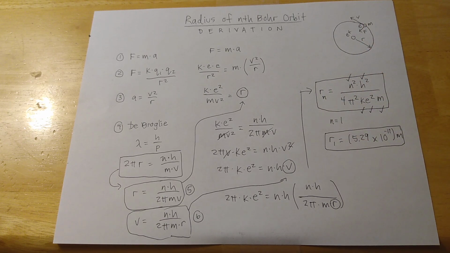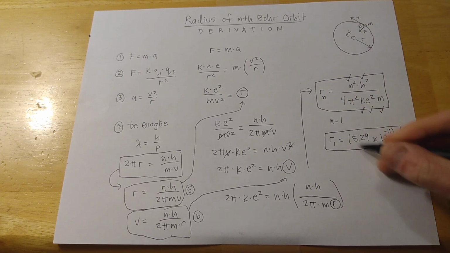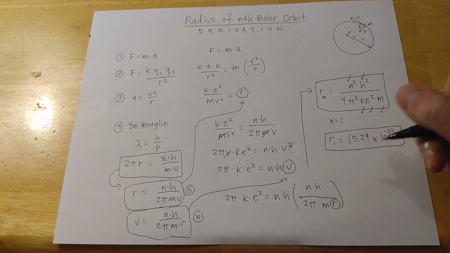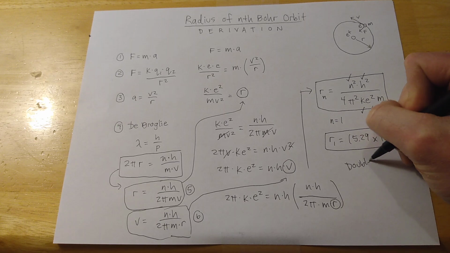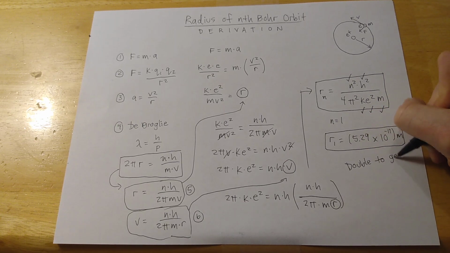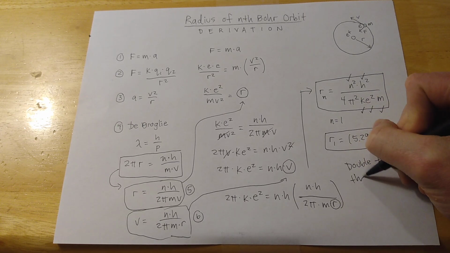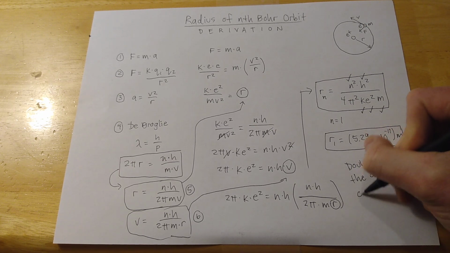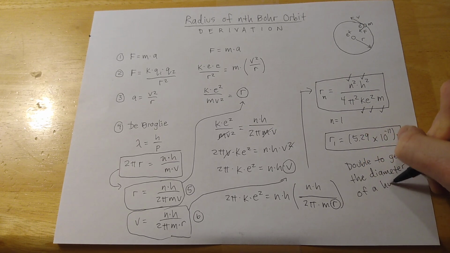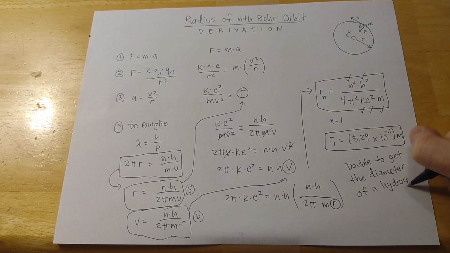So finally, one last descriptor. We could double this and end up getting the diameter of a hydrogen atom. Double to get the diameter of a hydrogen atom.